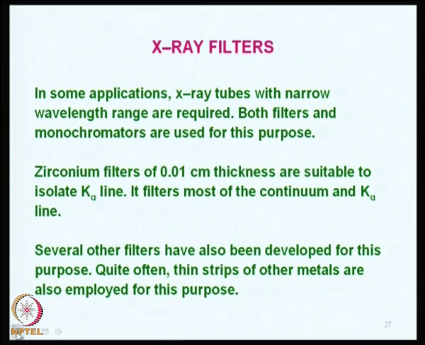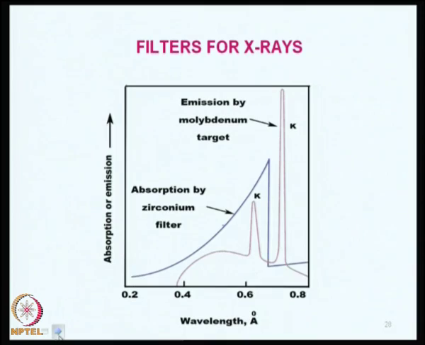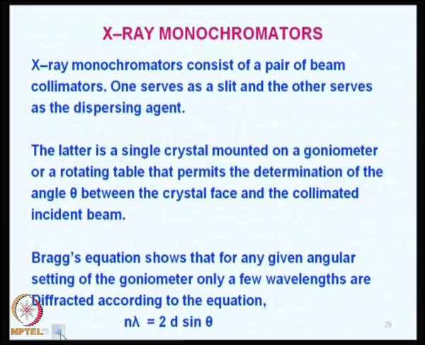So, several other filters are also available, basically thin strips of various metals, and you can choose them because their characteristic cutoff wavelength is different. For example, in this case it is around 0.65 or 0.7, but for some other elements it may be something else. So, depending upon your requirement you can choose the filter.